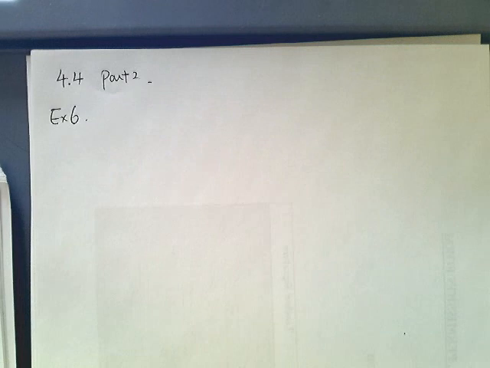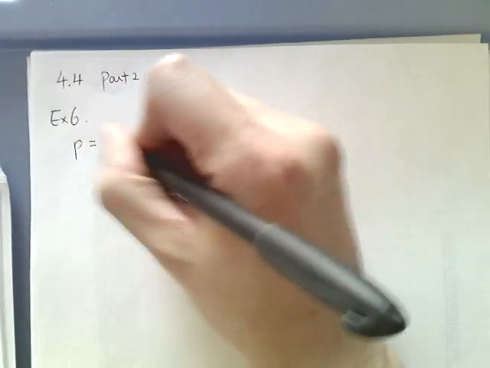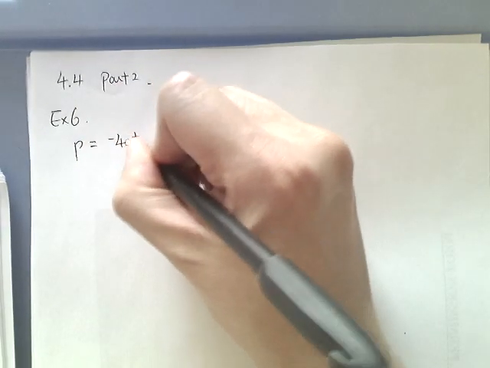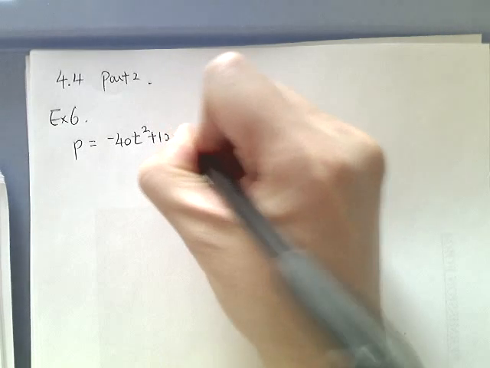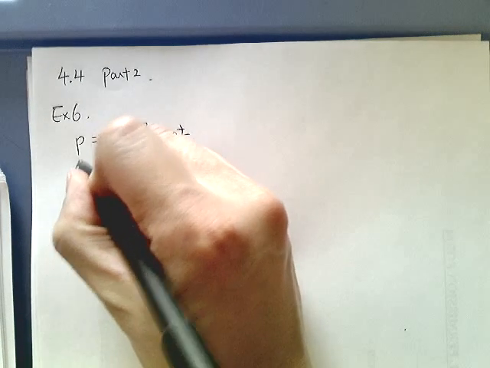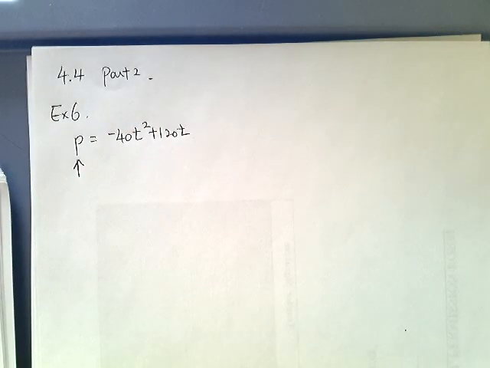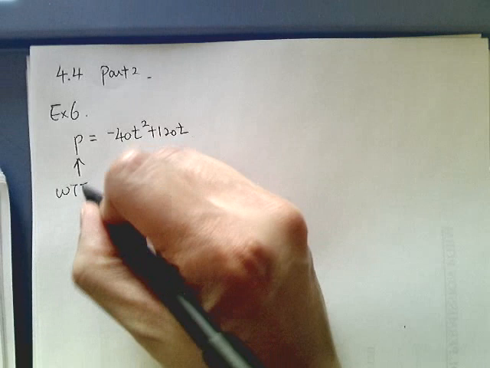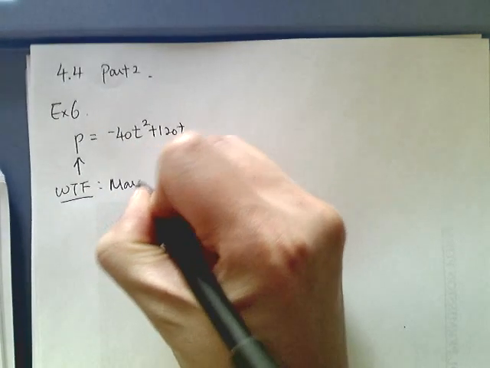So, example 6, supermarket cashiers try to memorize the current sale price while they work, and so on and so on. So, now the percent is P, and the number of hours is T, and we are given P equals negative 40 T squared plus 120T. Now A says what is the greatest percent of prices memorized. So we are looking for the max P, right? So we are looking for max P.